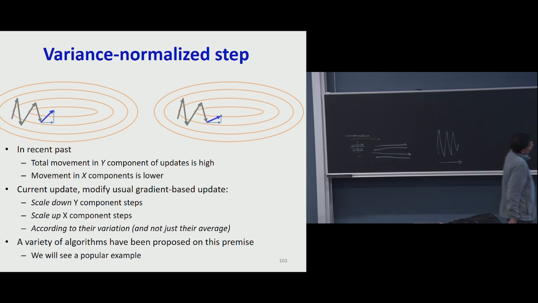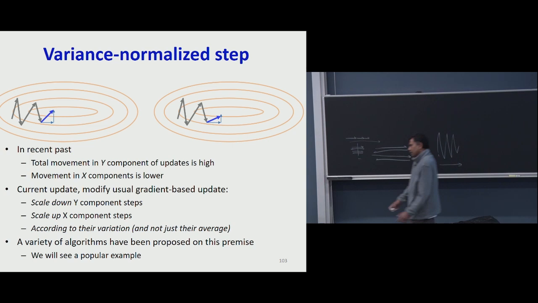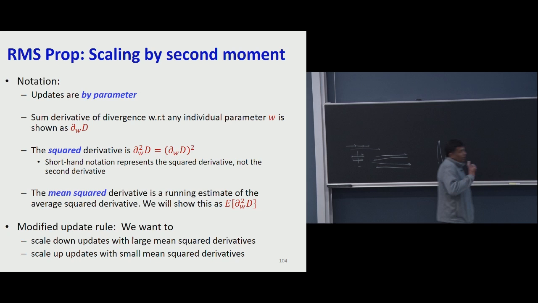And this is according to their variation. So this is the basic notion behind these second-order methods. Now, the simplest one is RMS prop. RMS prop only considers the second-order term. It doesn't consider the expectation.